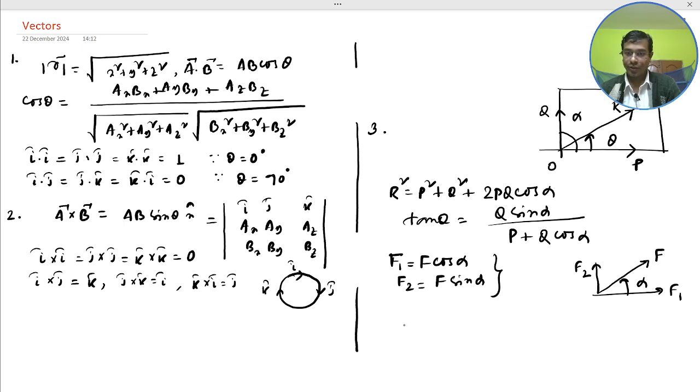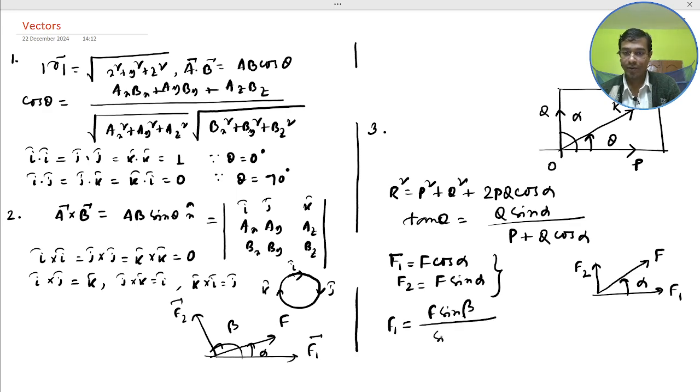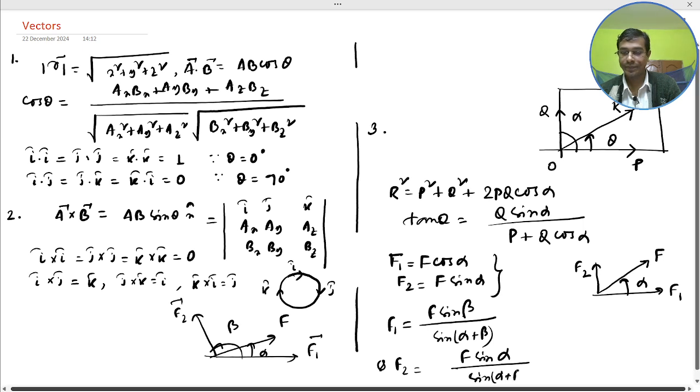And suppose these two components are at different angles. Suppose this is a vector F, with components F1 and F2, this is angle alpha and this is angle beta. So basically here F1 would be F sin beta divided by sin of alpha plus beta, and the other one, F2, would be F sin alpha by sin of alpha plus beta. So these are our vectors.